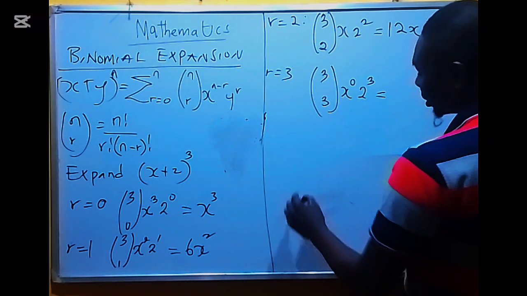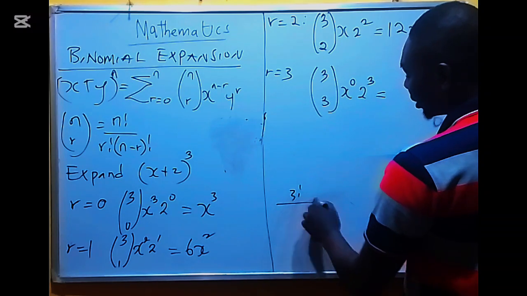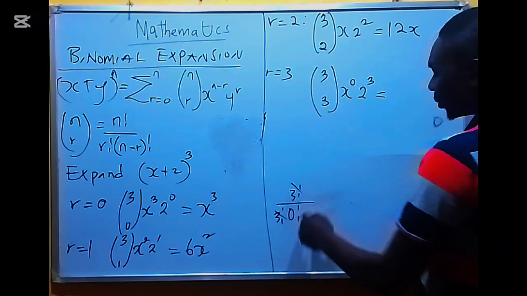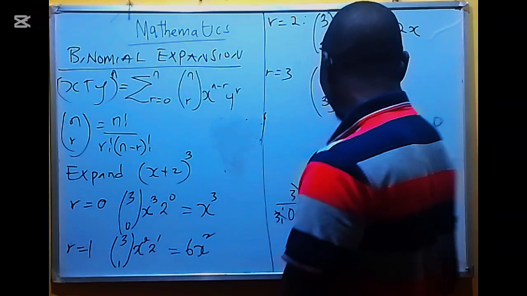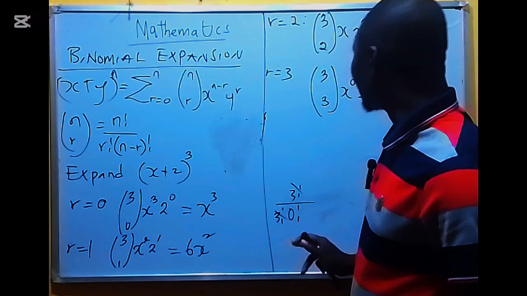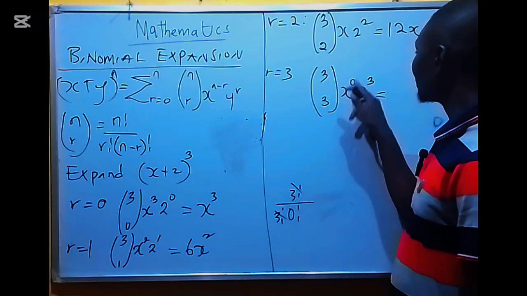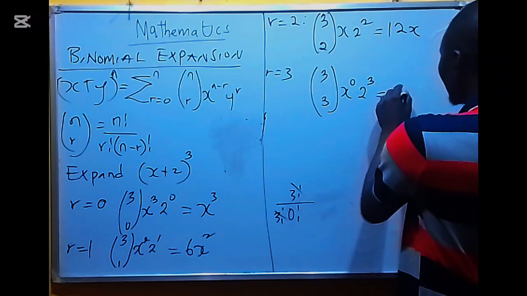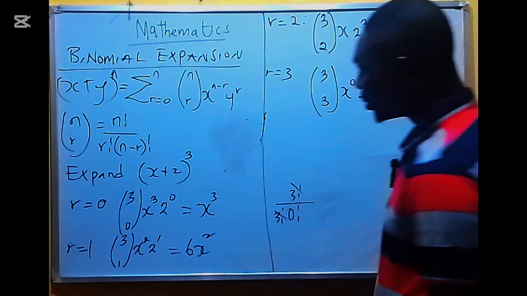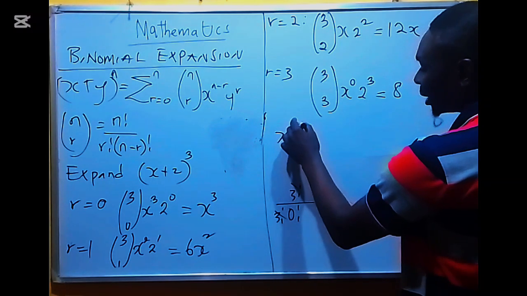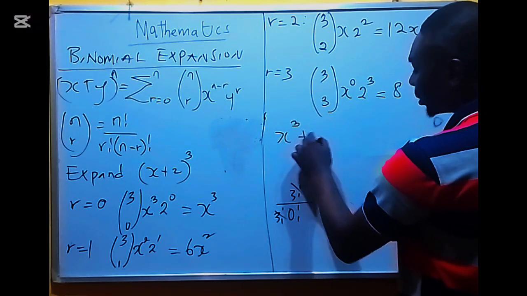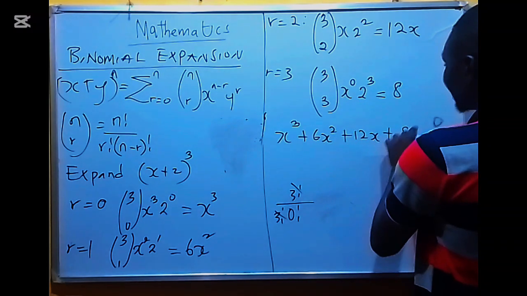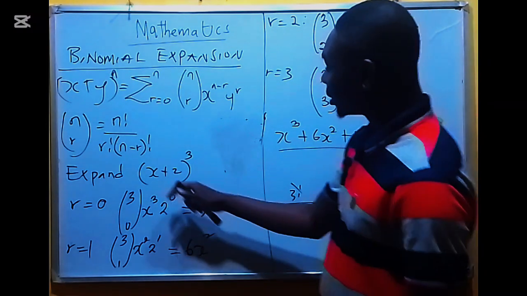The last term now, we have 3 combination 3. So we have 3 factorial over 3 factorial, and 3 minus 3 is 0 factorial. So this will cancel this. So 1 over 0 factorial is the same thing as 1. So 1 times x raised to 0 is 1. So 1 times 2 raised to 3 will give us 8. So here we write all the terms. We have x cubed plus 6x squared plus 12x plus 8 is the expansion of this binomial.